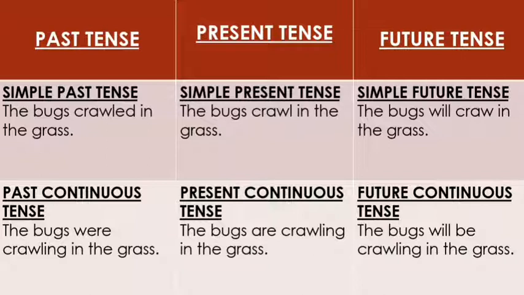In future continuous tense, the sentence is: The bugs will be crawling in the grass. Will is the helping verb over here. Then we have written be and the first form of the verb and added ing to it. So crawl plus ing makes crawling. And in the grass is the object.